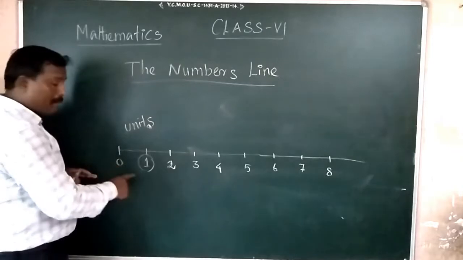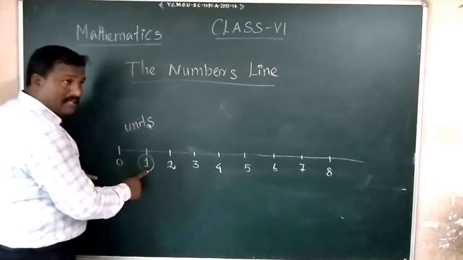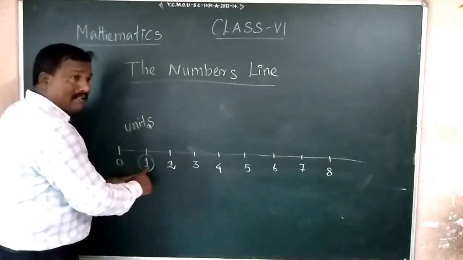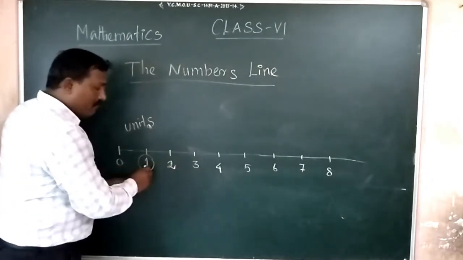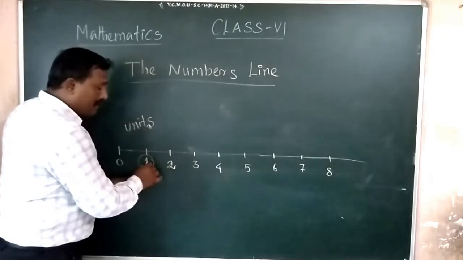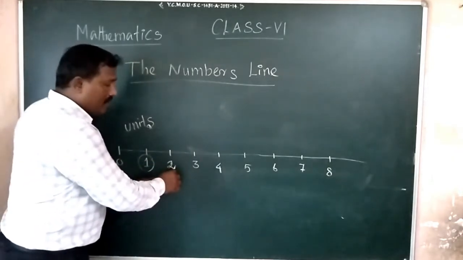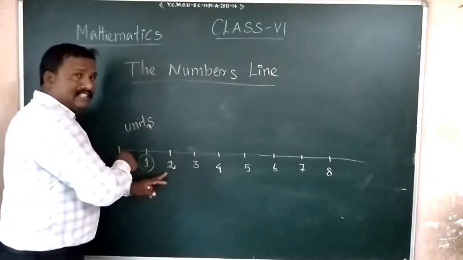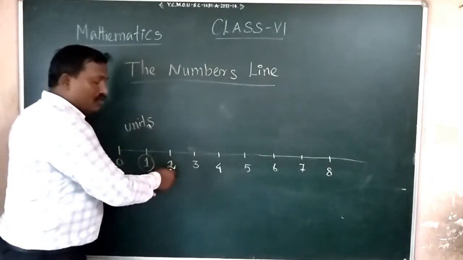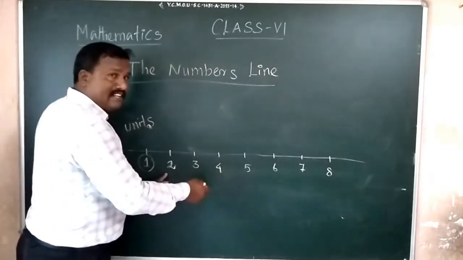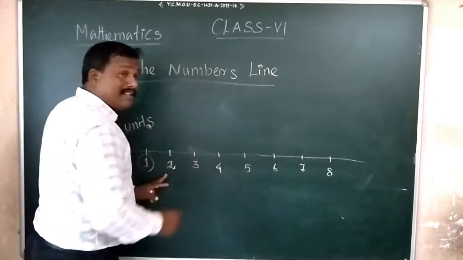Compared to it, the left side has smaller numbers and the right side has bigger numbers. If you compare 1 to 2, 2 is the greater number. If you take 2 and look at the left side, the numbers smaller than 2 are 1 and 0. If you take the right side, the numbers are all greater.